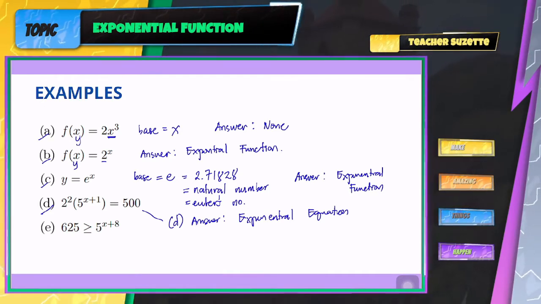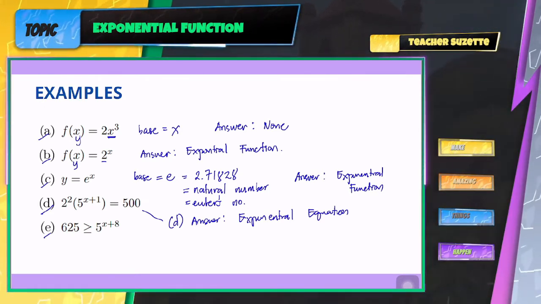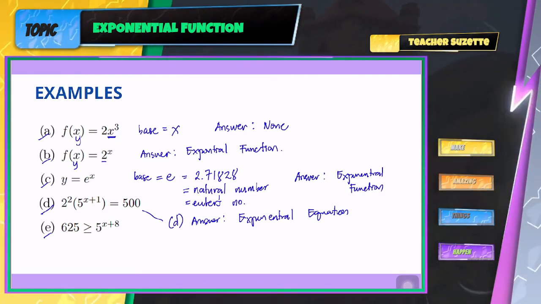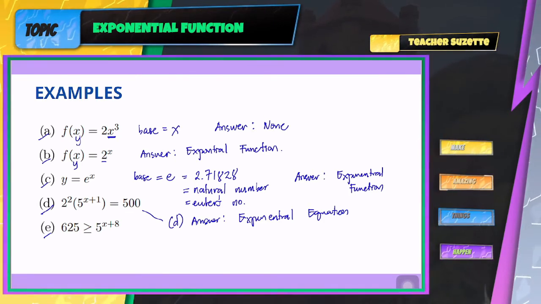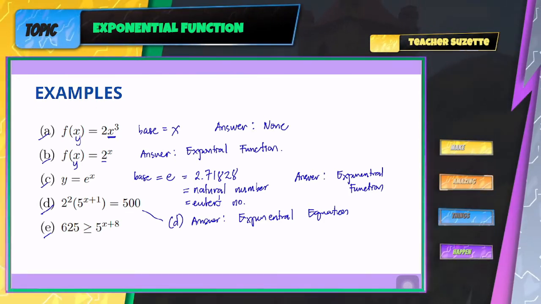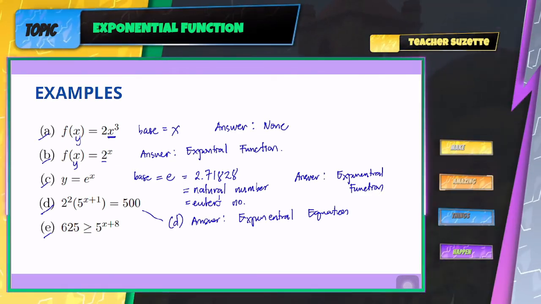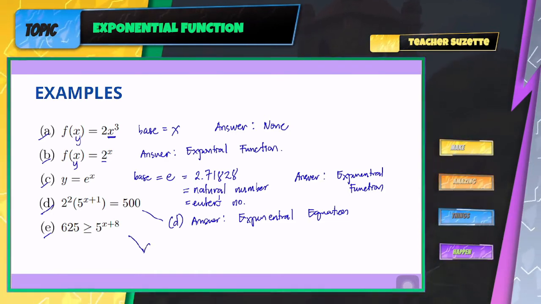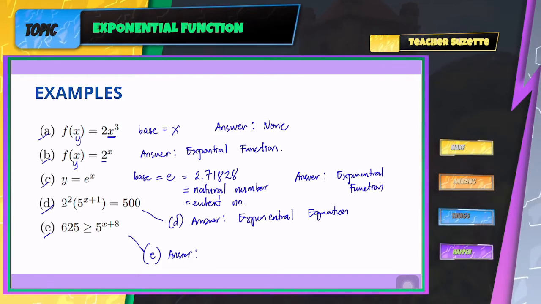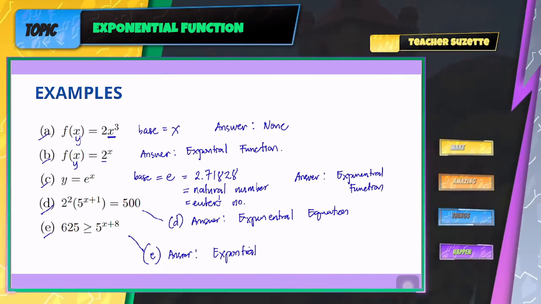Then, ganun din po sa ating last example, which is letter E. Let's see our base and exponent. Base natin is 5, greater than 0 and not equal to 1. Then, x plus 8 ang ating exponent. Then, naka 625 greater than or equal siya. So, gumamit tayo ng inequality symbol. So, therefore, our letter E is obviously an example of exponential inequality.